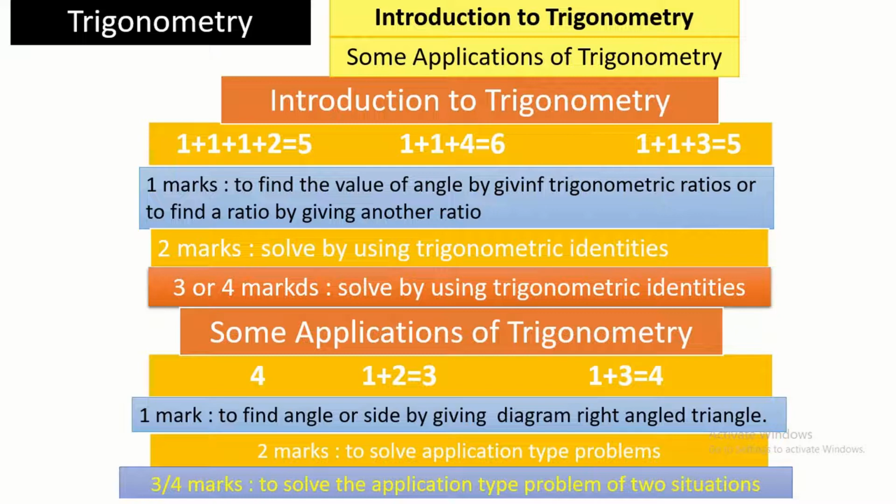And for 3 or 4 marks, to solve application type problems, they give problems with 2 situations. On one side they give the angle of elevation, and for the other they give the angle of depression, or both angles of elevation are given. They have to find the distance between any 2 objects or the height of the object. Like that, application problems are asked for 3 and 4 marks.